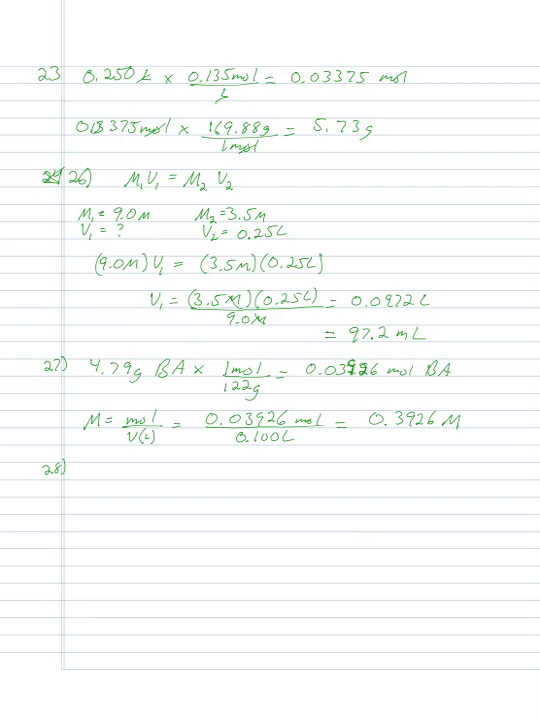So we've got 4.79 grams. I'm just going to write Ba for benzoic acid. If we add up that molar mass, we get 122. Okay, so that comes out to be 0.03926 moles.